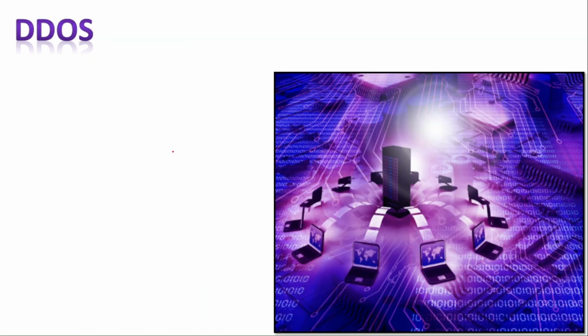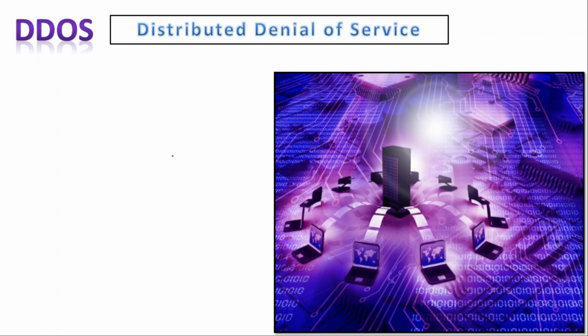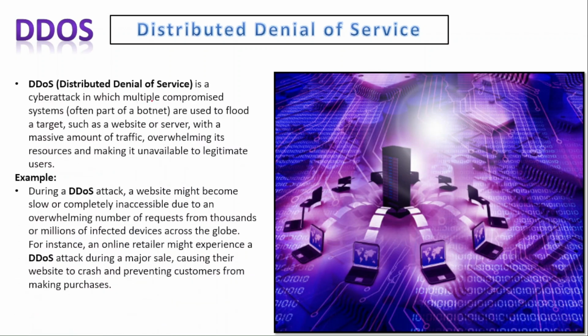DDoS, that is distributed denial of service. So this is an attack type. So what is DDoS? DDoS, distributed denial of service, is a cyber attack in which multiple compromised systems, often part of a botnet, are used to flood a target, such as a website or server, with a massive amount of traffic, overwhelming its resources and making it unavailable to legitimate users.